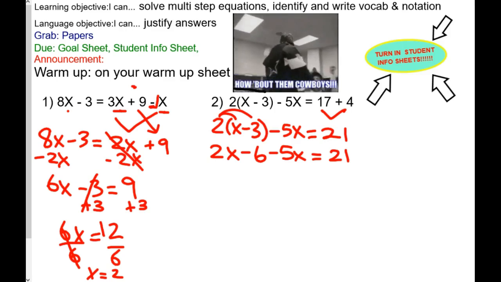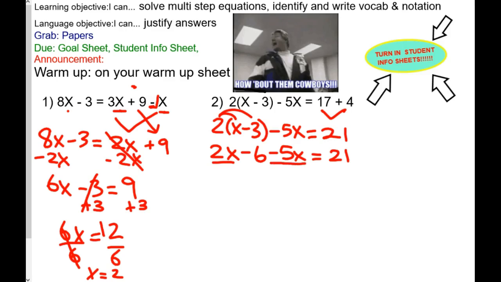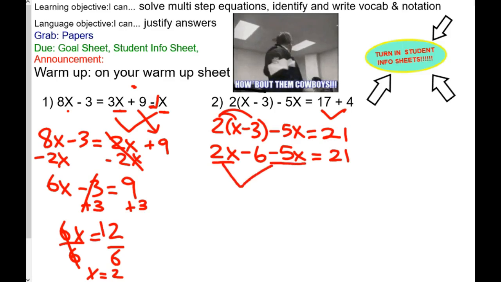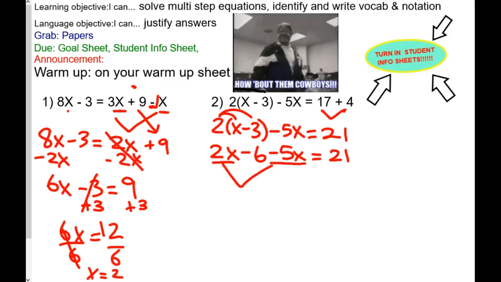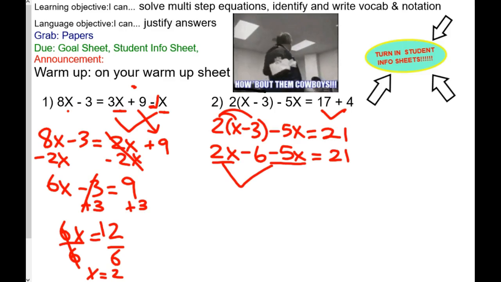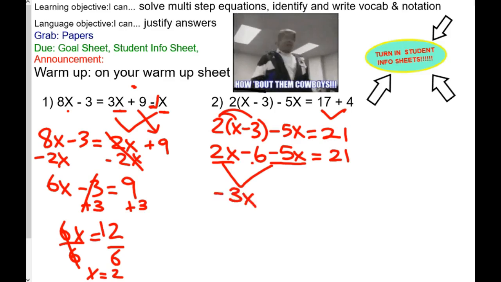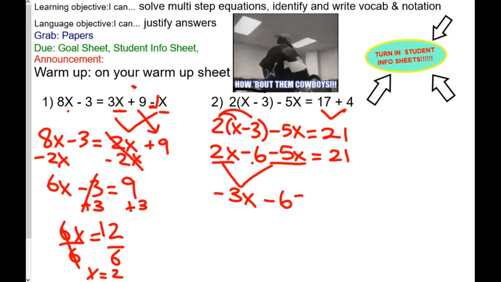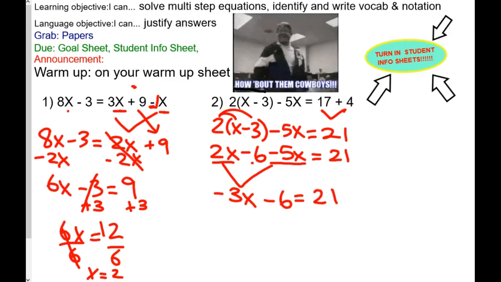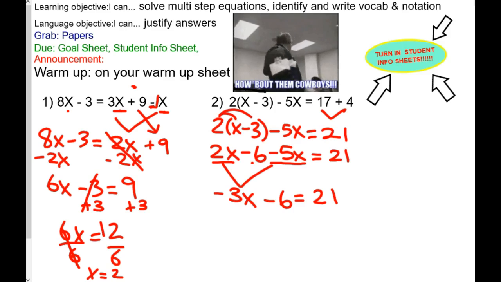Please be careful. This is a 2x. This is a minus 5x. What's 2 minus 5x? Negative 3. Okay, if you put positive 3, that's not right. 2 minus 5 is negative 3x. Bring down negative 6, equal sign 21. And now I have a 2-step equation, right?